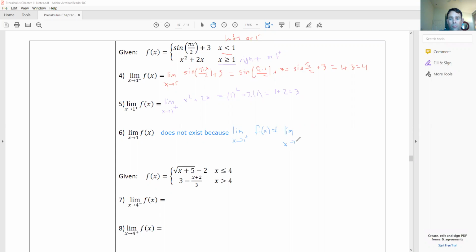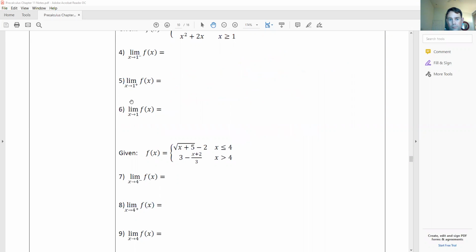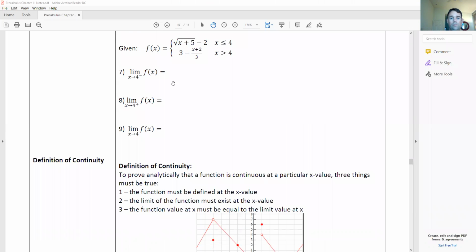All right, so with this in mind, why don't you guys go ahead and try the next one? So go ahead and pause the video and see what you guys can come up with on this next piecewise function using one-sided limits. Go for it. All right, let's see how you did.